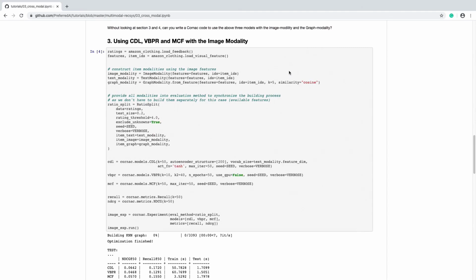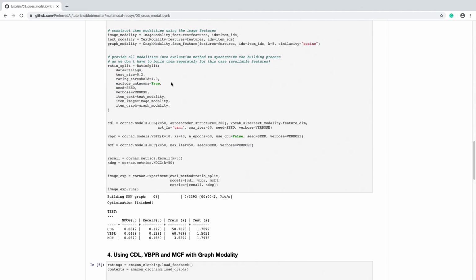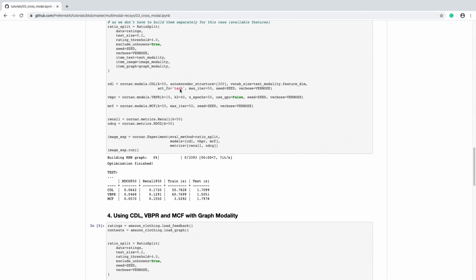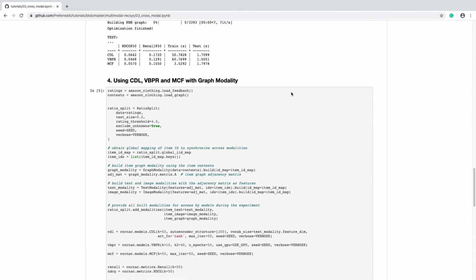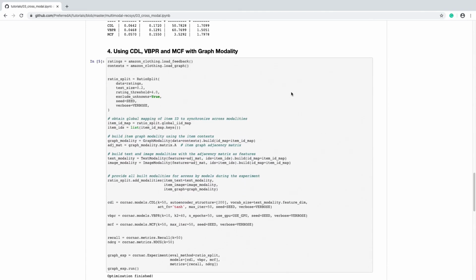And then again, same operation. You just need to instantiate the different modalities: image, text from features, and graph modality from features as well to build your KNN graph. Put it into your evaluation method, which is ratio split here. Instantiate your models, your evaluation metrics, and run your experiment. And finally, you can do the same with the graph modality. Run all the three models with the graph modality.